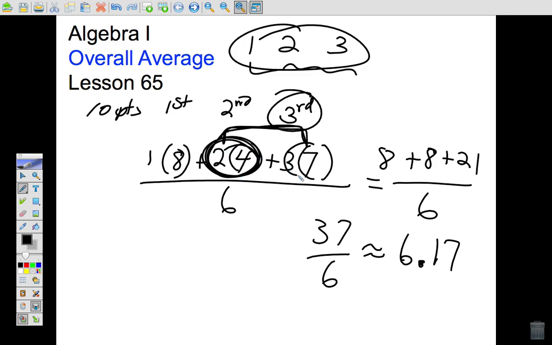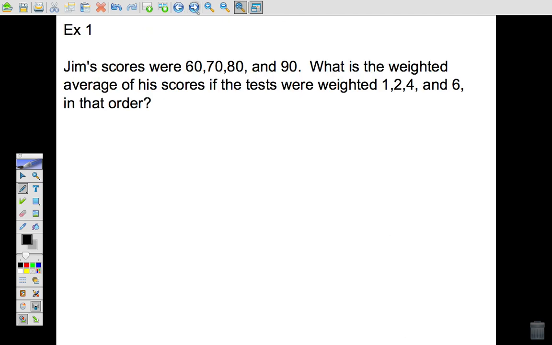And then this next test you did a little better, so your score is going to be between 4 and 7, and it's closer to 7 because you did pretty well, or you did better, I should say, on that third test. So this is what we mean by overall average. Now let's take a look at another example.